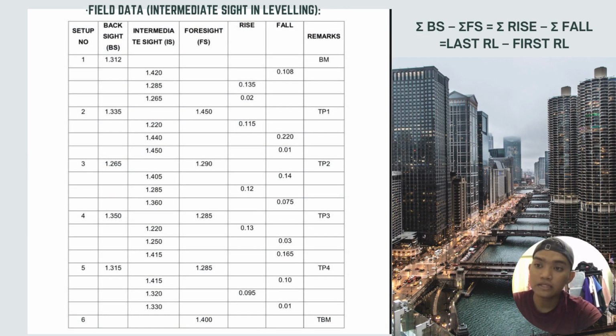Right now, I want to present about field data in lab 2. On the right side, it shows the formula BS minus FS, and we will get rise and fall. So, for example, 1.312 minus 1.420, and we will get 0.1084 fall. And for rise, we will minus 1.420 minus 1.285, and we will get 0.135.